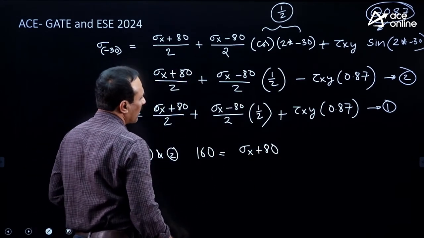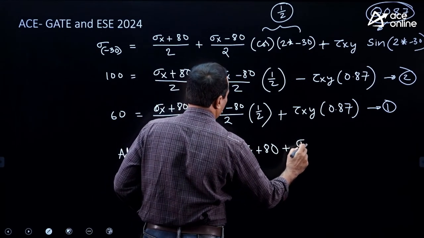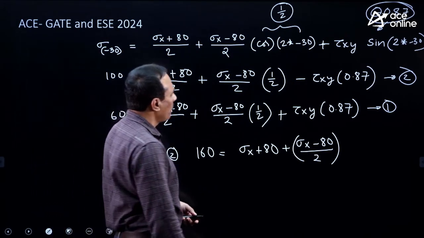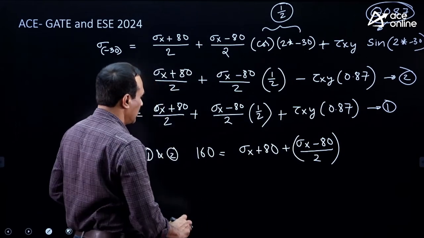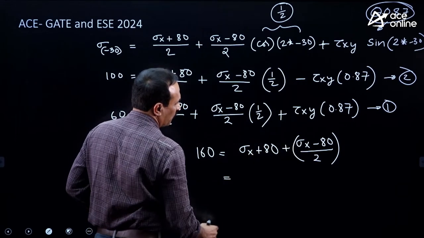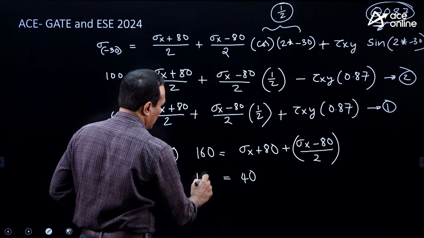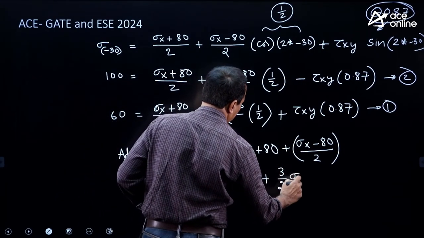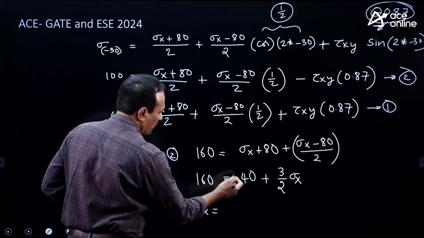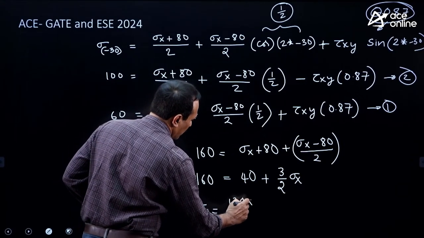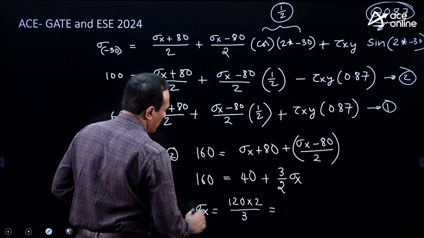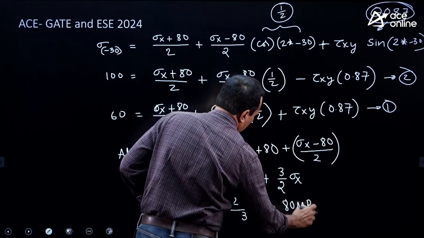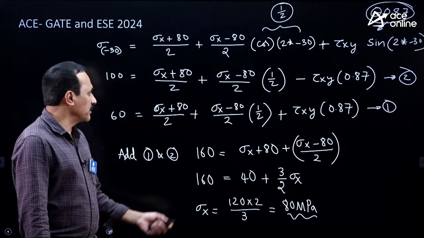Here, half I'll take outside, by 2 will come. This cancels. So from this calculate sigma x. So 80 plus 80 minus 40 is 40, sigma plus sigma by 2, that is 3 by 2 sigma x. So sigma x is 160 minus 40 is 120, into 2 by 3, which is 80 megapascal. Sigma x is known.